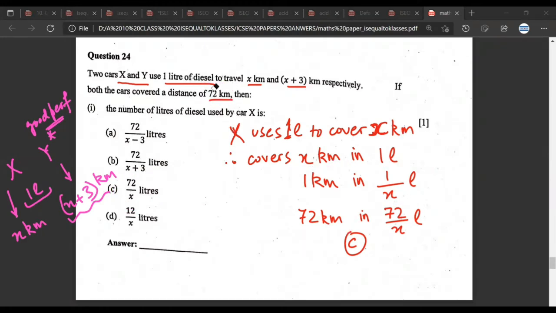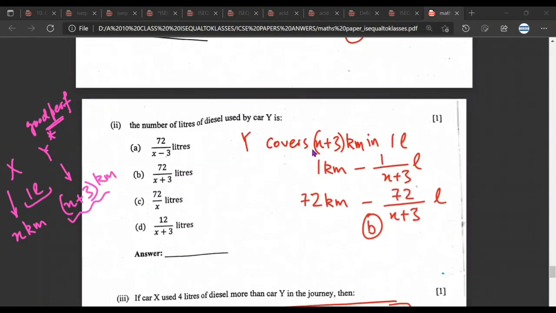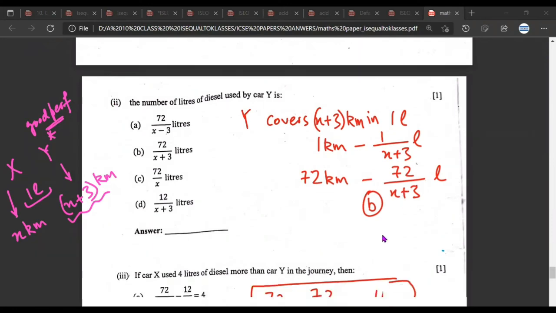Second part, again the same logic runs through the second part also. Number of liters used by car Y. So again, for covering X plus 3, he is using 1 liter. The car is using 1 liter for 1 kilometer, for 72 kilometers. So B would be the correct answer.